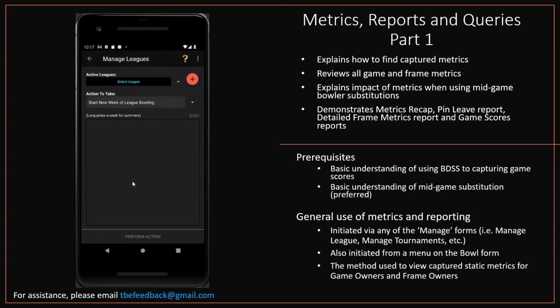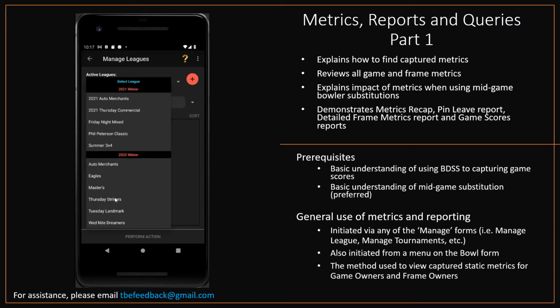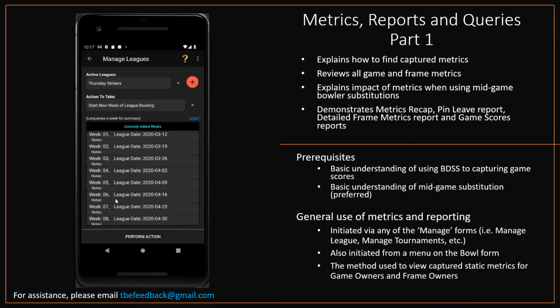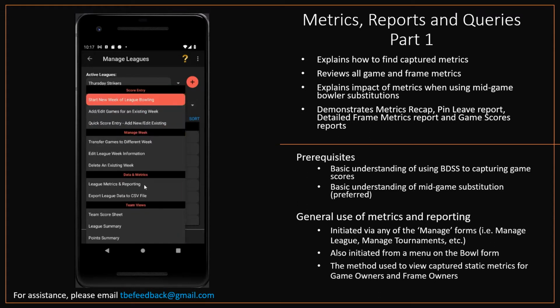And I'm going to select a league called Thursday Strikers. Under Actions to Take, you'll see a section called Data and Metrics, and a menu option, League Metrics and Reporting. Select it.